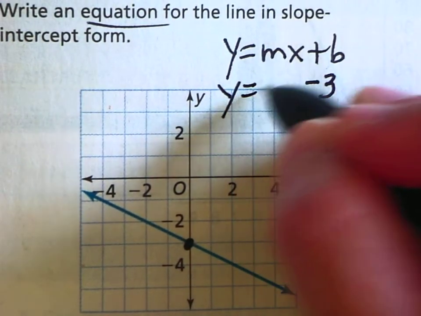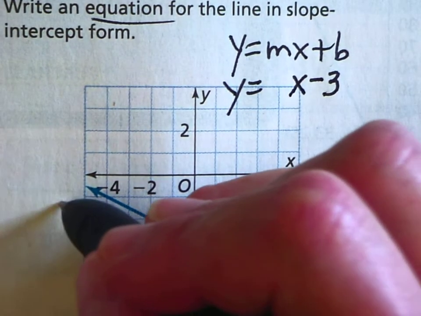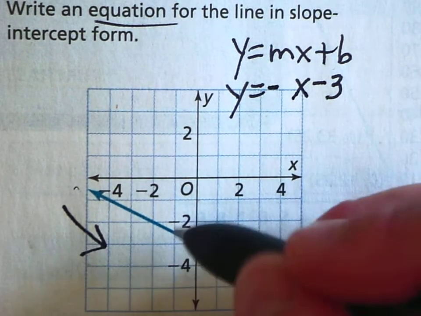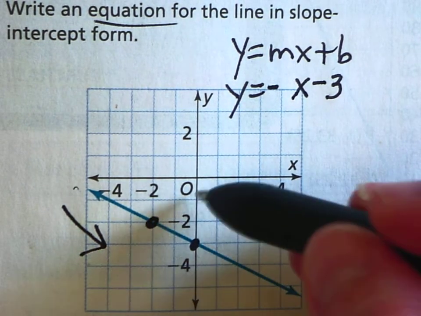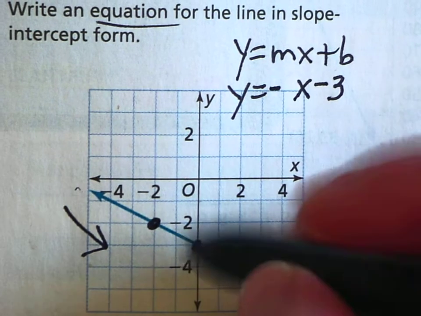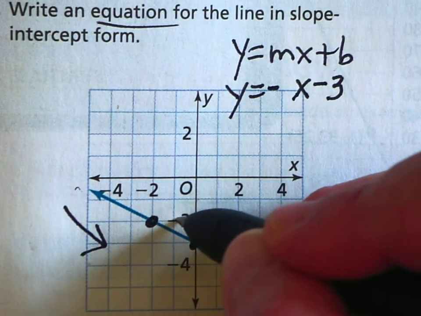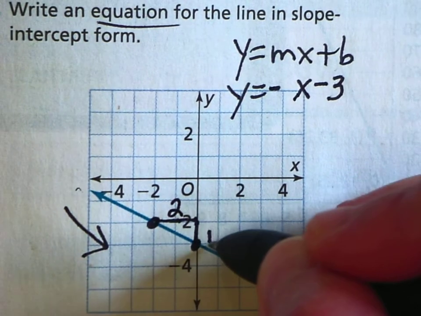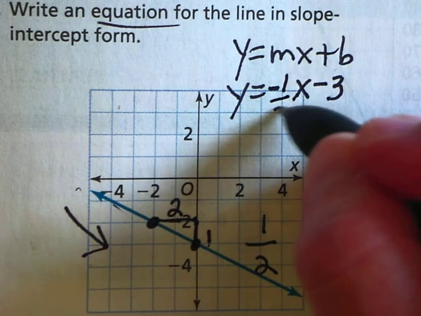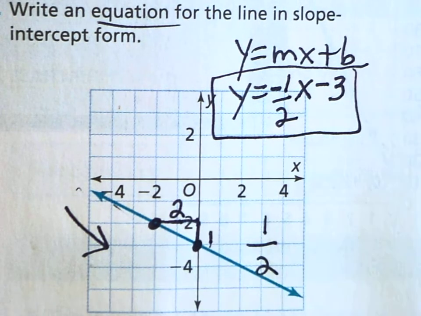Now let's find the slope. We're going to put it right there in front of the x. I know my slope is negative. My line's going down, so this is going to be a negative number. Now, let me find 2 points that land on the line. Everything is counted by ones. 1, 2, 3, 4. I'm going to start at my lower point. I'm going to rise 1 and run 2. I went up 1 over 2. Rise 1, run 2, and it's going down. So -1/2. There is my equation: y equals -1/2 x minus 3.